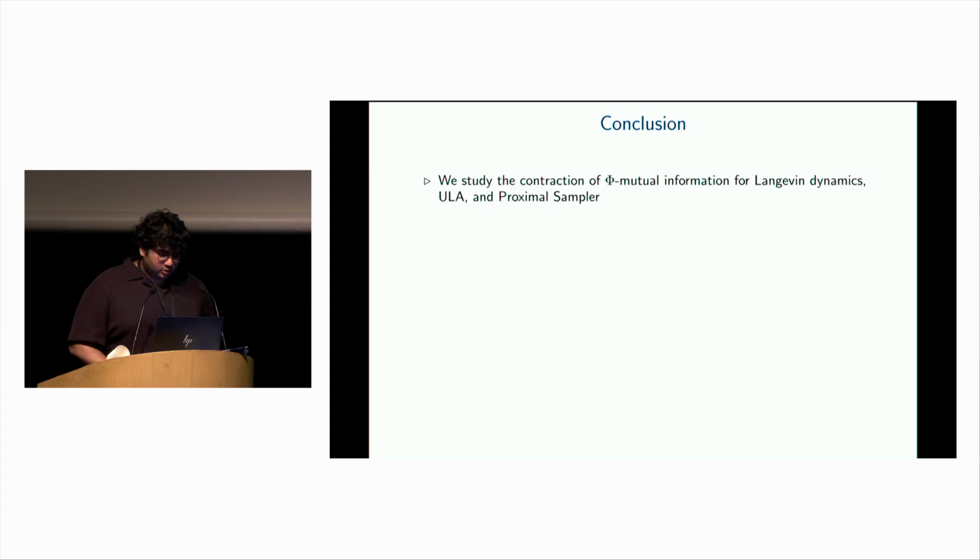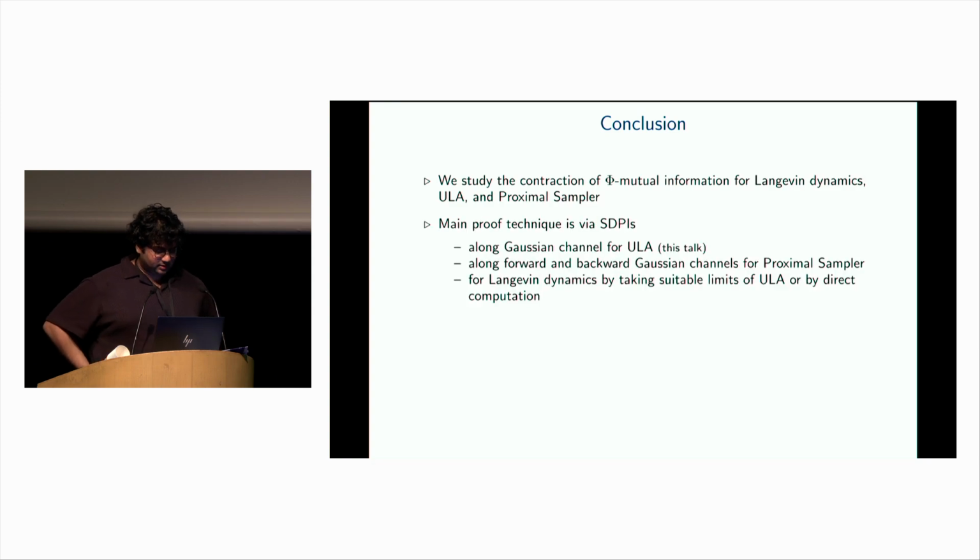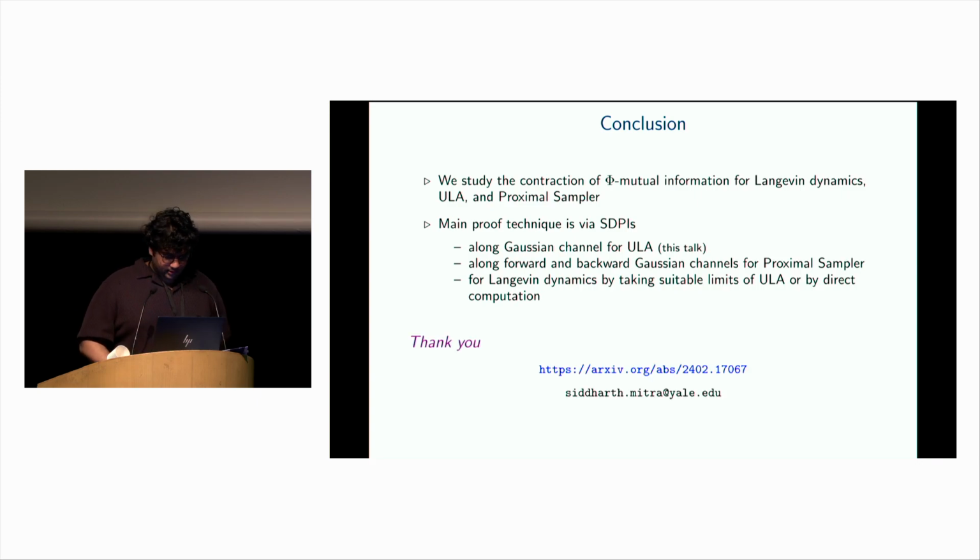To conclude, we study the contraction of phi mutual information for Langevin dynamics, the ULA, and the proximal sampler. The main proof technique is via SDPIs, and I showed this along the Gaussian channel for ULA in this talk, and it holds via showing an SDPI for the forward and backward Gaussian channels for the proximal sampler. And for the continuous time dynamics, guarantees hold by taking suitable limits, or you can also compute the change of the phi mutual information explicitly. And thank you, and I'm happy to take any questions.